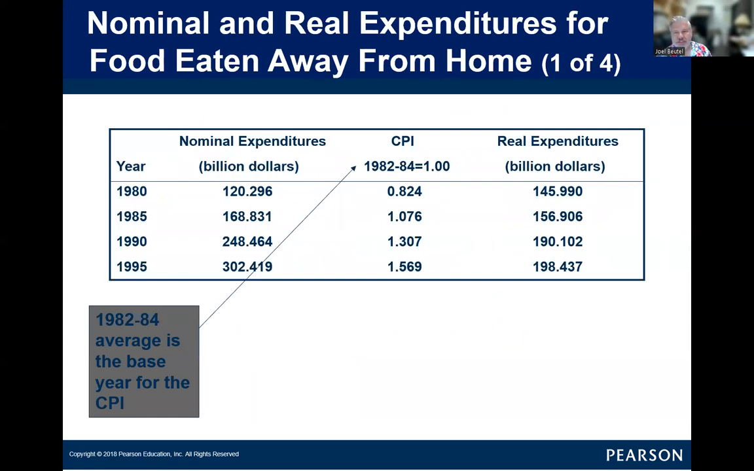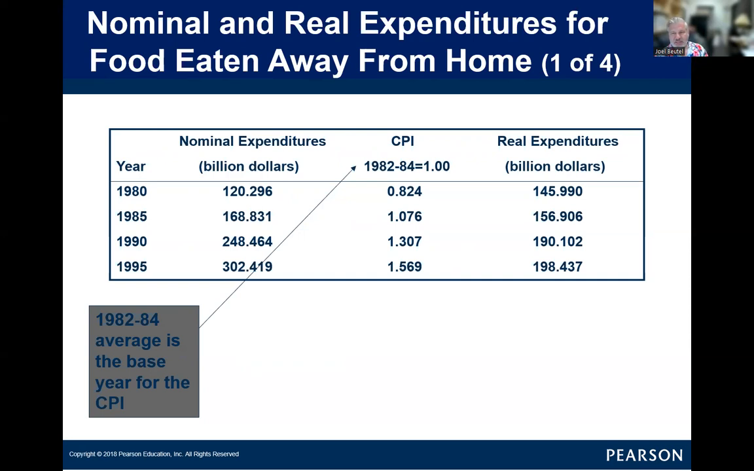So nominal and real expenditures for food eaten away from home. And so this is when we're eating out. And so what you can see, we're using the CPI of 82 to 84 as a 1, right? So we don't actually have that year, but it's the average of the bases over those years. And so we've got our nominal expenditures for food eaten away from home going up over time. In fact, from 80 to 95, it more than doubles.